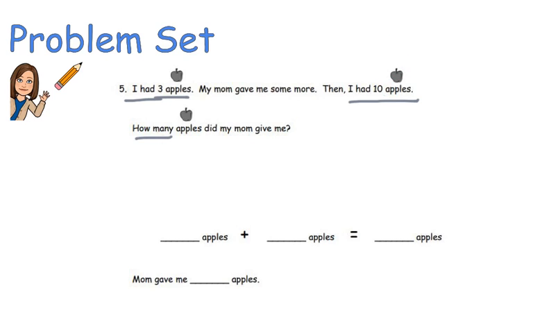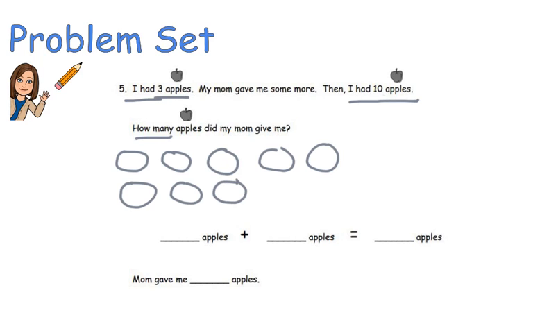So let's draw 10 apples. 1, 2, 3, 4, 5, 6, 7, 8, 9, 10. Alrighty. Now, I had 3 apples. So again, I'm going to do 3 apples and we can write the word I in it. 1, 2. Again, if you can't write the letter I inside of it, write it on top.